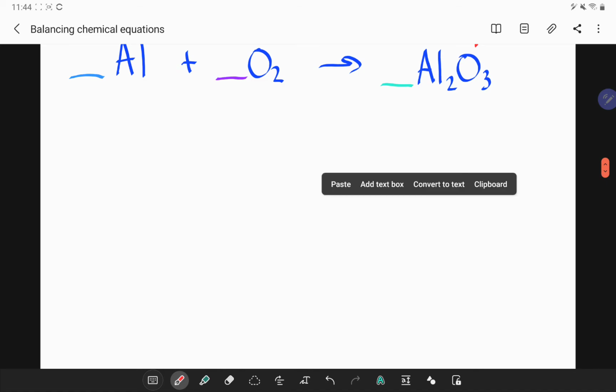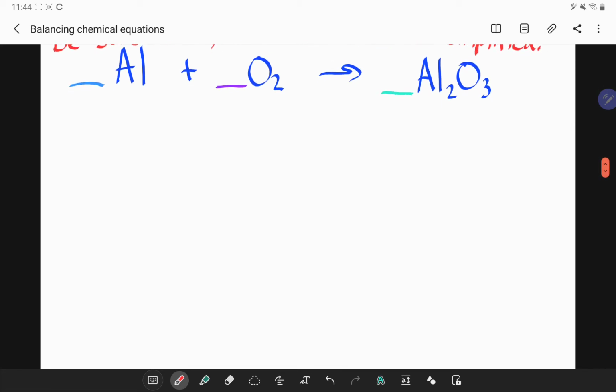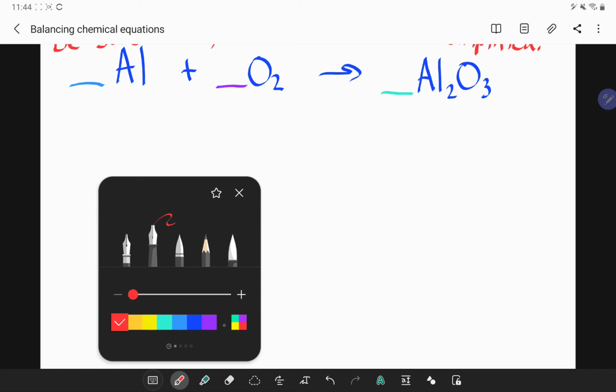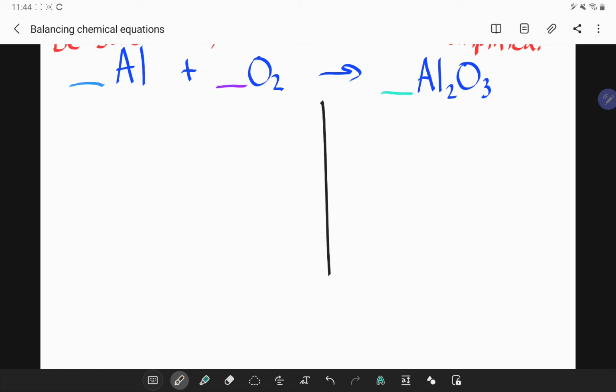So aluminum, oxygen, and then Al2O3, aluminum oxide. All right, let's look at this. Let's count out what we have. I have aluminum, and I have oxygen. Try to solve this. Pause the video and try to solve this on your own, and then come back. All right, so I have 1 aluminum, 2 oxygens, 2 aluminums, 3 oxygens.